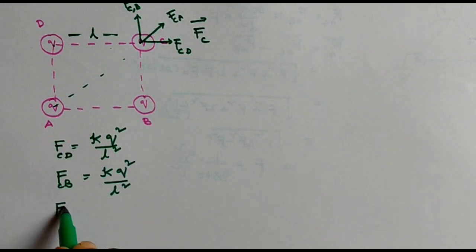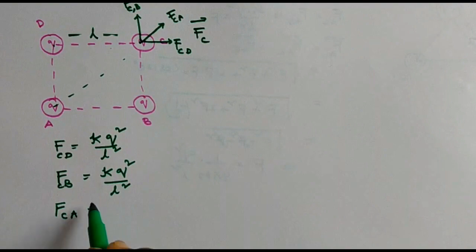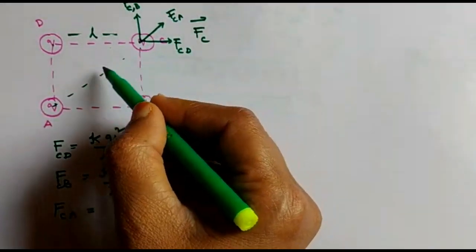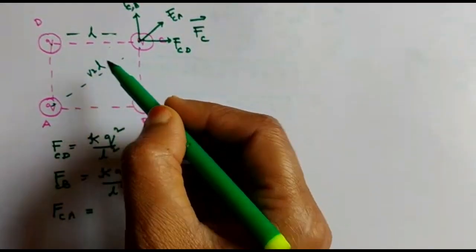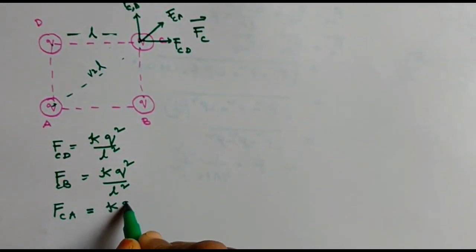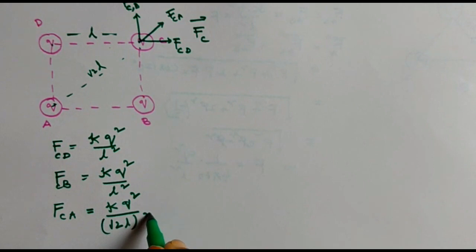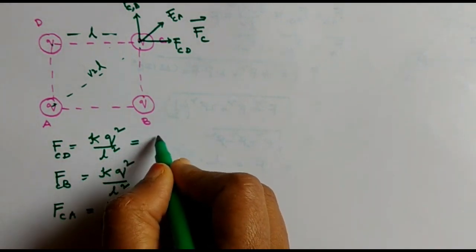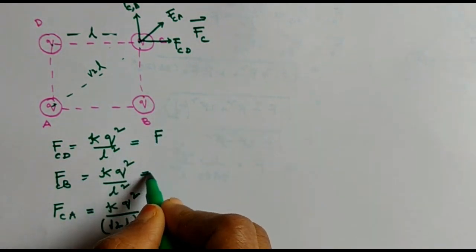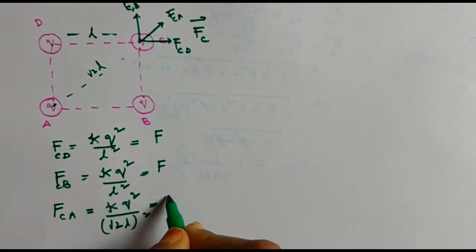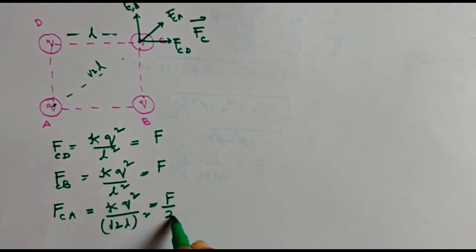But coming to the force on C due to A, the magnitude will not be the same, because now the distance is not L, it is root 2 times L. So it is K Q1 Q2 (Q square) by root 2 L whole square. Now before you simplify it, let this be F, then this also would be F. The last one is F by 2.